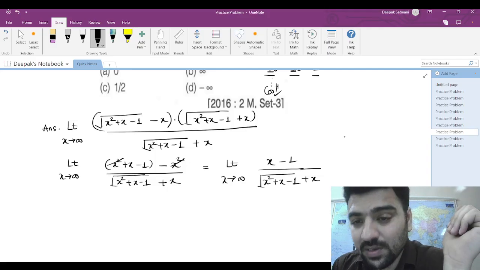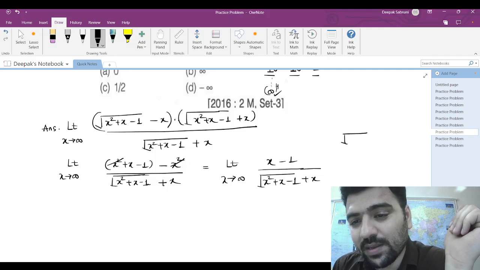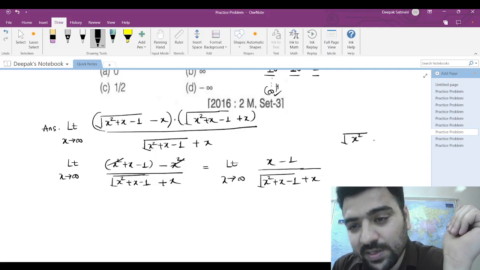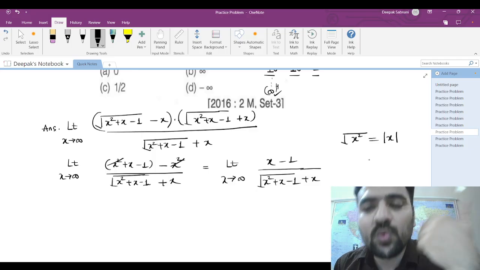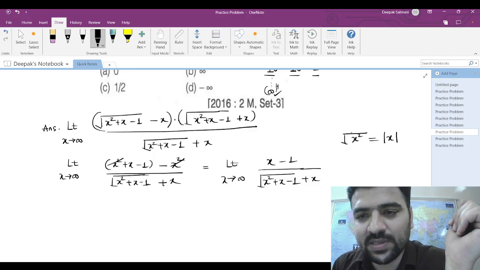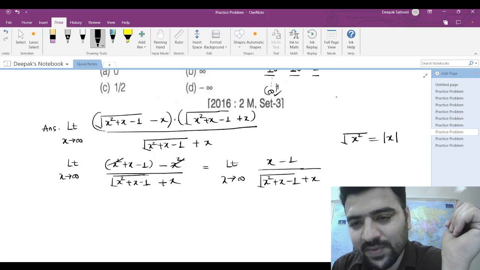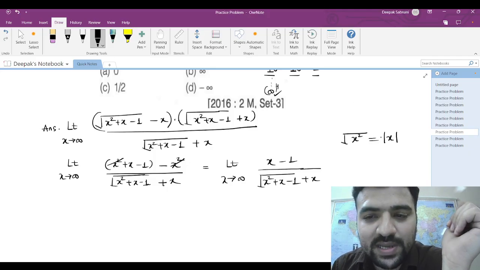Second note is, what is root of x square? Many will say x. That is not correct. Root of x square is mod x, because root can never give a negative answer. Root of x square is mod x.